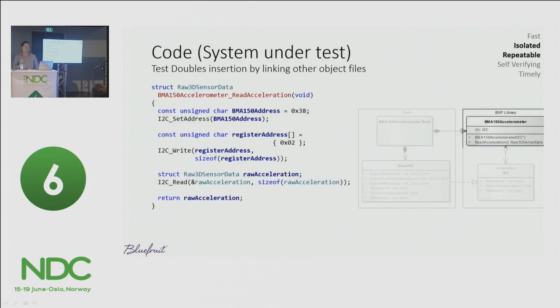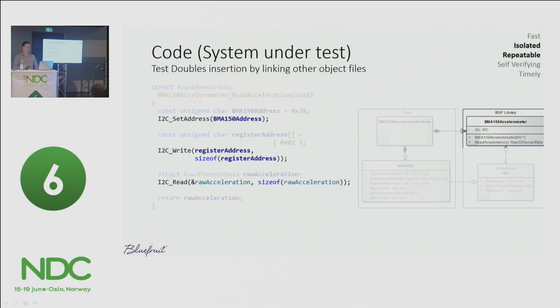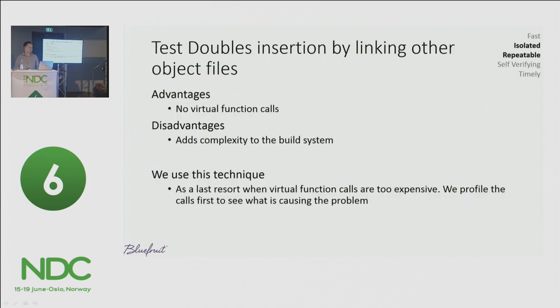So as the dependency has been injected during the linking stage, there's actually no need to inject it into the code. The system under test is able to call the dependencies directly, and this means that I have no virtual function calls. So inserting test doubles by linking other object files removes the need for virtual function calls in time-critical units of code. It does, however, add complexity to the build system.